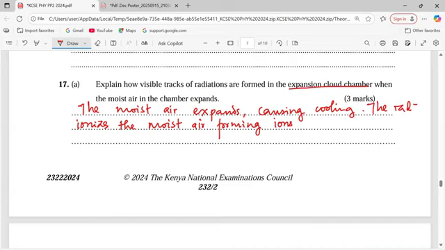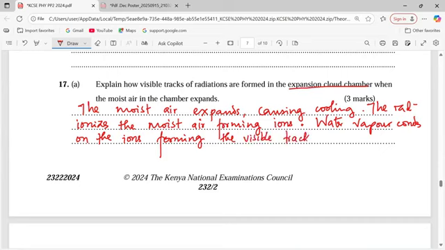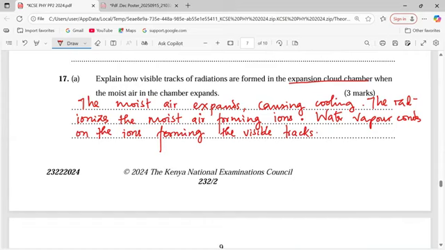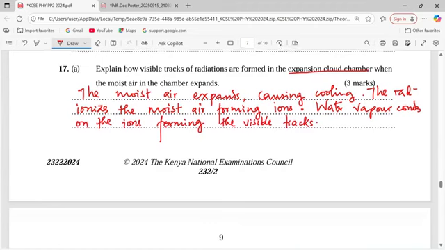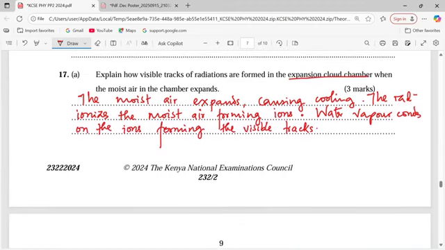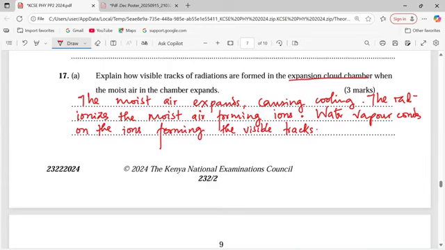Then we say that water vapor condenses on the ions, forming the visible tracks. So it's about the moist air expanding. Then as it cools, we will have the radiation now.